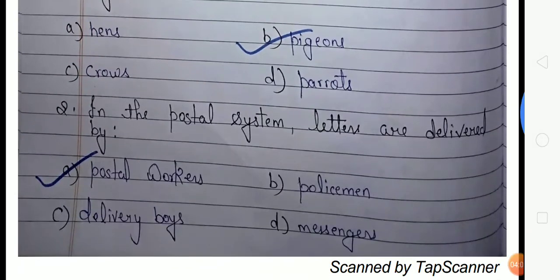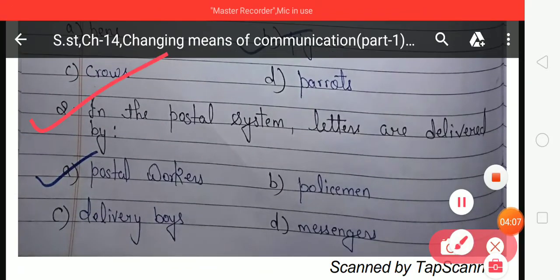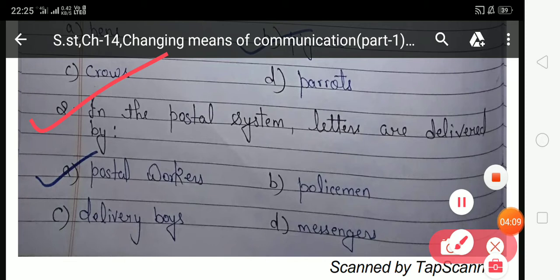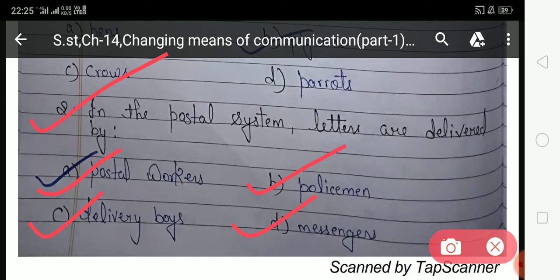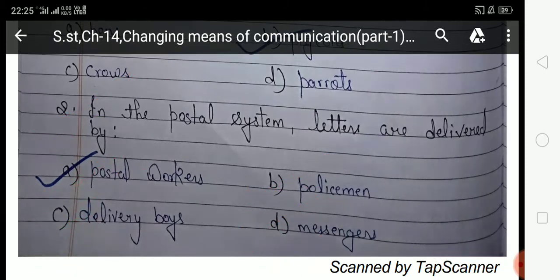Now look at the second number. In the postal system, letters are delivered by. So students, who delivers the letter in the postal system? Option A postal worker, option B policeman, option C delivery boys, option D messenger. Which option is correct? Option A is correct, that is letters are delivered by postal workers.